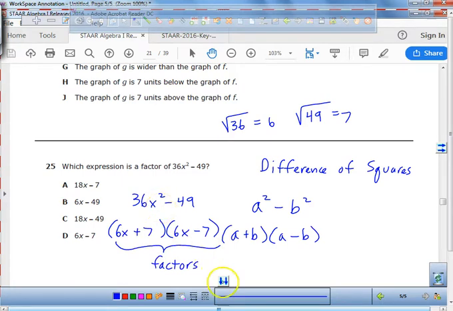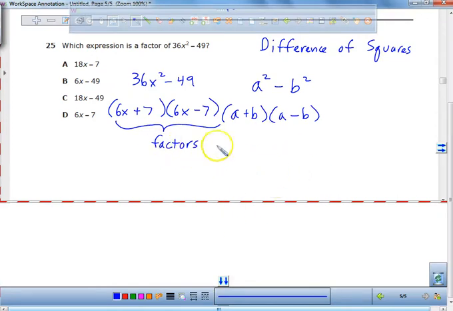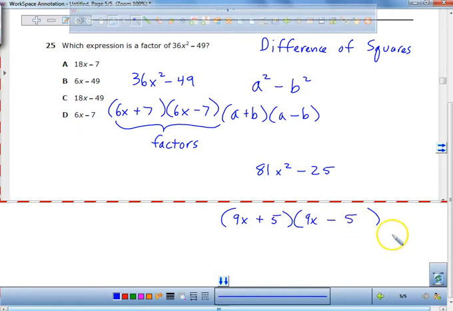Alright? So we'll give you another one. Since you guys know the answer to this, we're proud of it. Let's go 81x squared minus 25. Let's see if you guys can factor this one real quick. What's the square root of 81? Yeah, 9. So it's going to be a 9x, and that will be a 9x. We know we're going to have a plus and a minus with the square root of 25. There you go. So that would factor to 9x plus 5 and 9x minus 5.